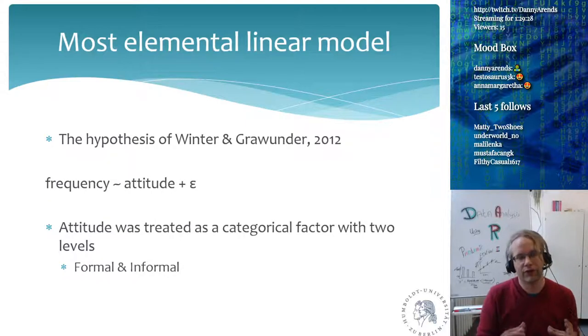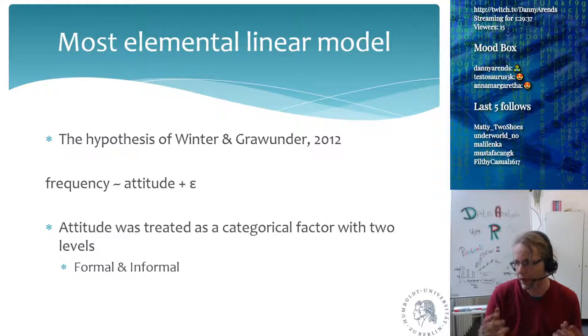So the first linear model that they introduced is just a basic linear model, right? The hypothesis of Winter and Grawunder in 2012, and they talk about this more explicitly in the PDF, is that the frequency, so the tone of your voice, is dependent on the setting that you are in. So if you are speaking to the examination board, your voice will be different than when you're speaking to your friends. That was the hypothesis, right? Attitude, in this case, was treated as a categorical factor with two different levels: a formal setting versus an informal setting. And the idea was that this setting will change your frequency.